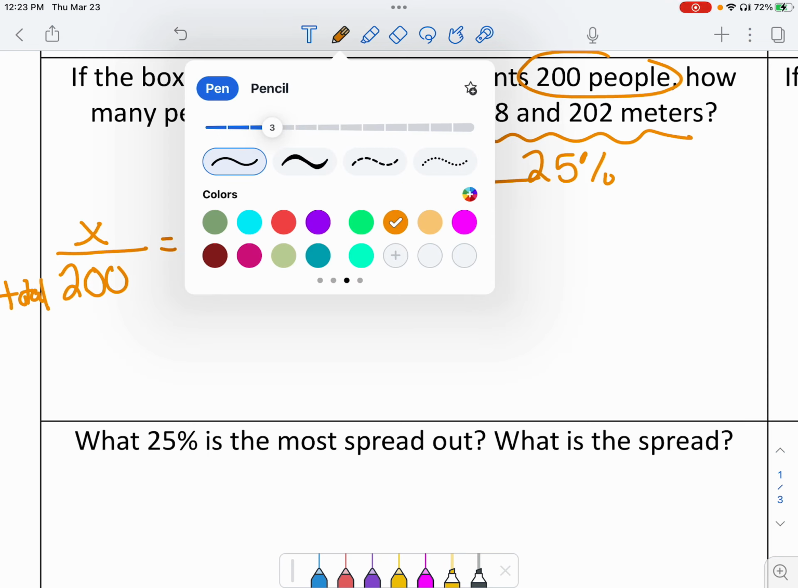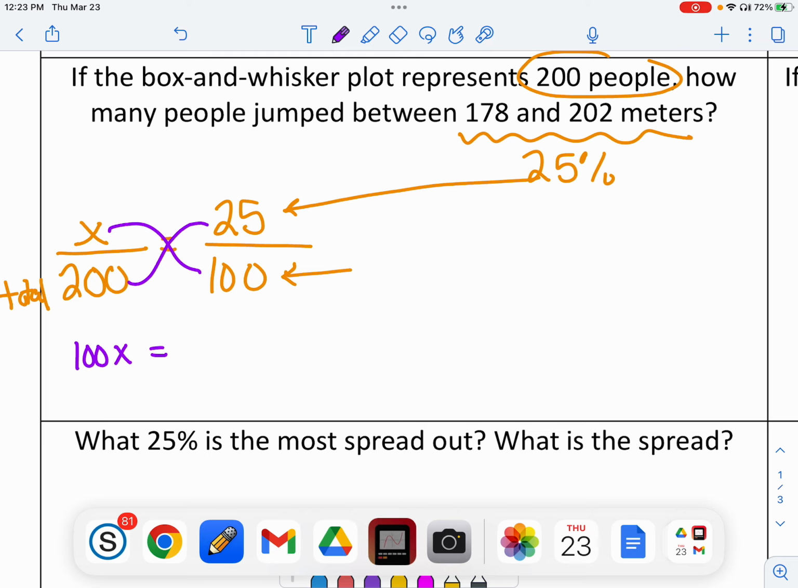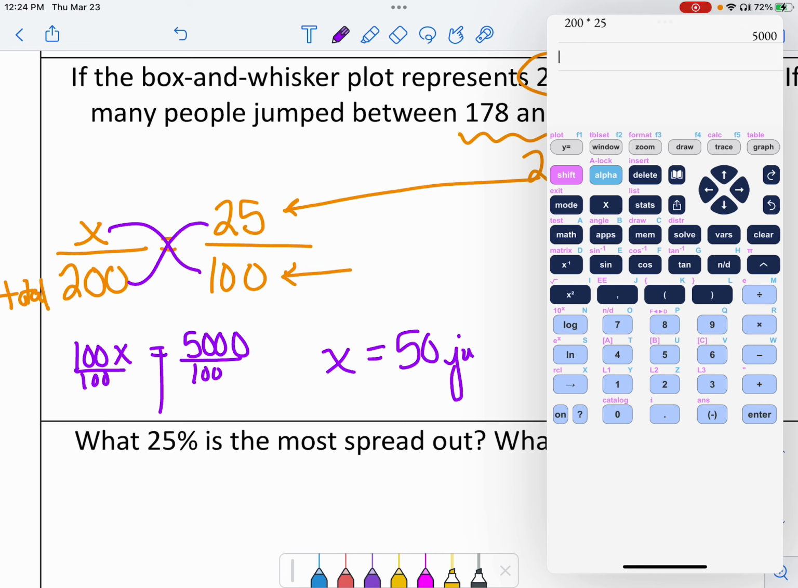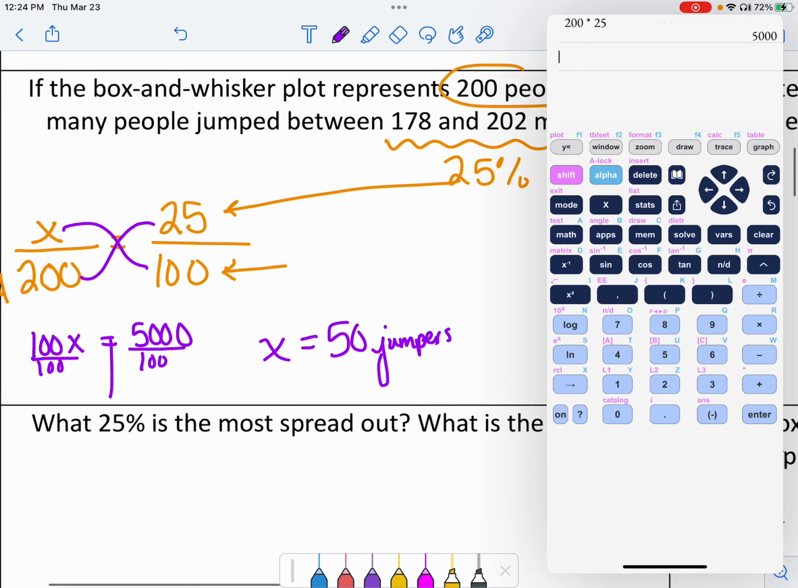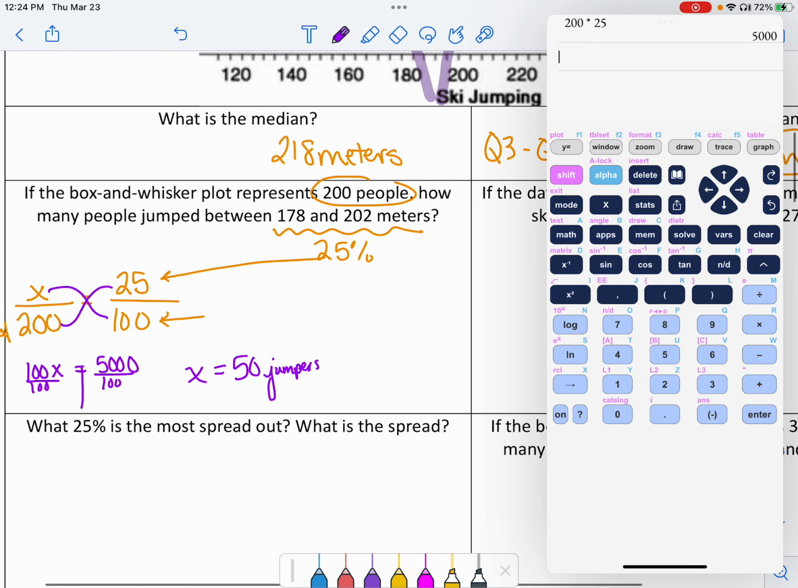From here on out, I'm going to change that color. We're going to cross multiply. So that makes 100x equals, and I'm going to grab a calculator because I don't feel like redoing my notes. 200 times 25 is 5,000. Divide by 100, and we have x equaling 50. So there would have been 50 jumpers that went between 178 meters and 202 meters. So that's how many people fit within those two jumps. I'm going to write between 178 and 202 meters.